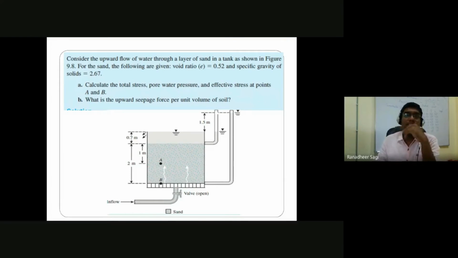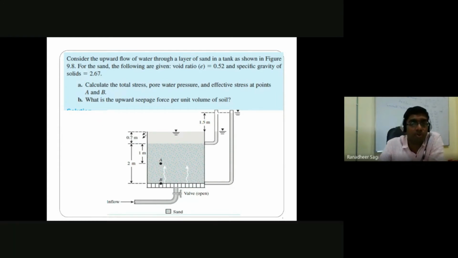Okay. So next, moving on with the next problem. Here in this case, it is said you are going to have an upward flow. Why is the upward flow existing in this case? Because at point B, the total head is higher than the total head at point A. So that indicates that the flow through the soil strata will happen from point B to point A direction. That's simply in the upward direction.